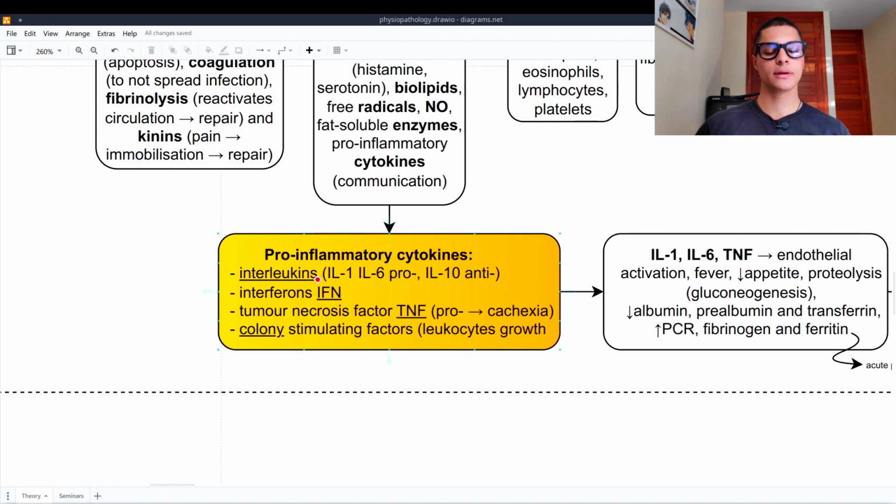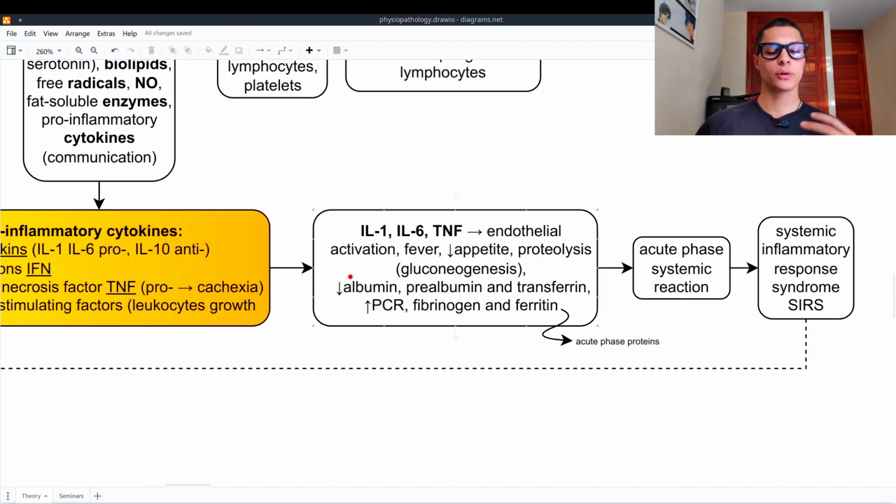There are the interleukins, interleukin 1, which we saw earlier, and interleukin 6, which are pro-inflammatory. But there is also, for example, interleukin 10, which is anti-inflammatory. Interferons, IFN, and also, which is very important, the tumor necrosis factor, TNF, which is pro-inflammatory and is correlated with cachexia. And then we also have the colony stimulating factors. These are meant for the leukocytes' growth. The most important ones of these are interleukin 1, interleukin 6, and the tumor necrosis factor.